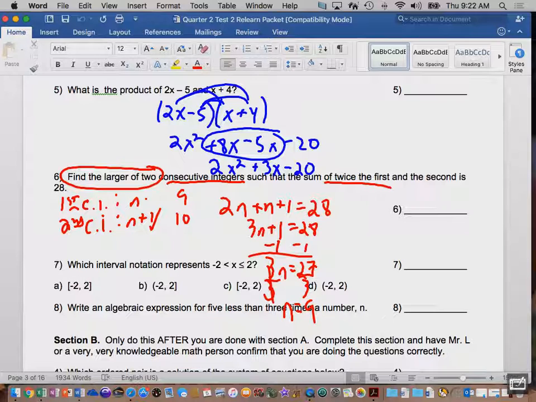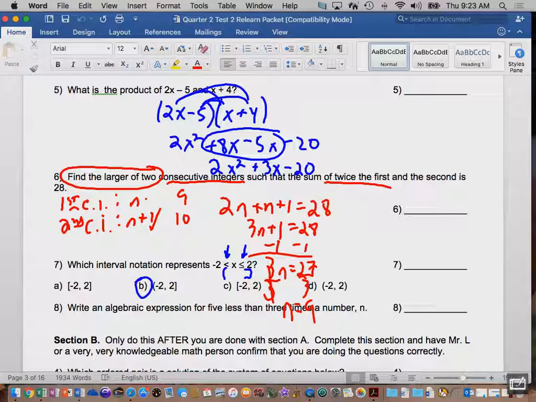Which interval represents negative 2 is less than x is less than or equal to 2? And what we're really focusing on here is what the symbols are. It's a less than symbol, so it has to be a parenthesis on the left. It's a less than or equal to symbol, so it's a staple on the right. So I'm looking for parenthesis left, staple right. That is choice B.